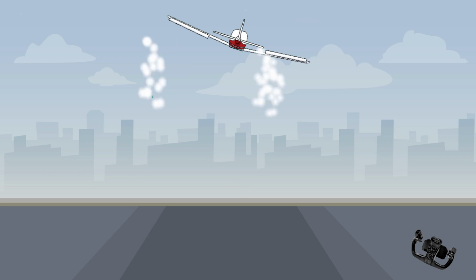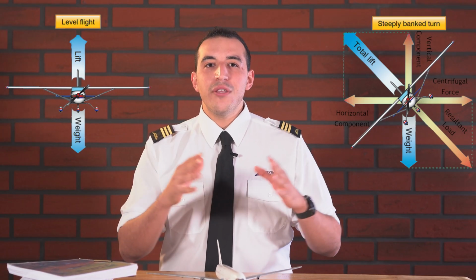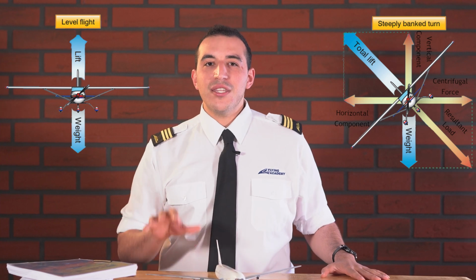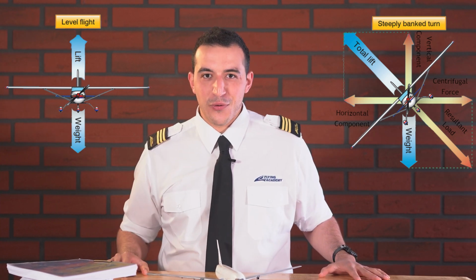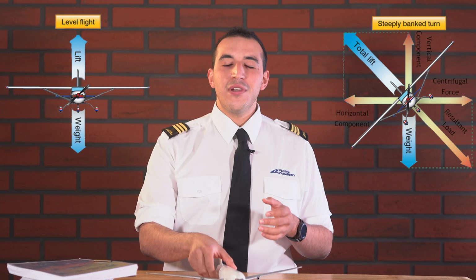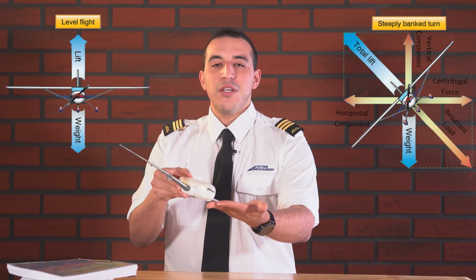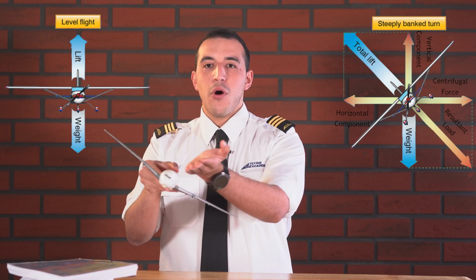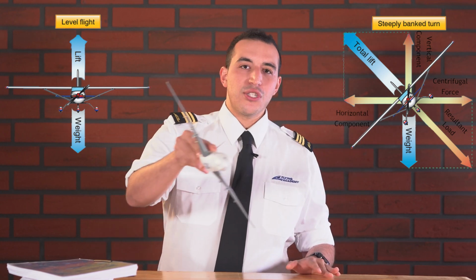Now, the upgoing wing generates more lift than the other one, and this causes the lift to change from a purely vertical component into a vertical and horizontal component. The vertical component of lift is responsible for keeping us afloat, while the horizontal component is the one helping us turn. Turns are generally divided into many classes depending on the bank angle, whether the turn is a level turn, climbing turn, descending turn, and so on.